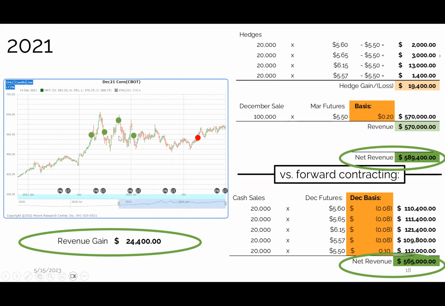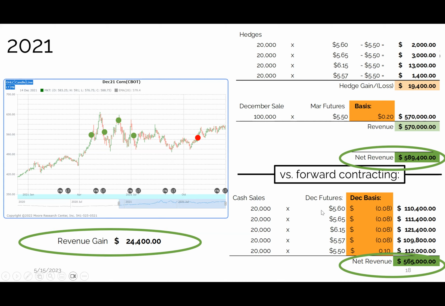So back to that 2021 hedge example, we hedged corn at 560, 565, 615, 557. And we had futures of 550. So we had a hedge gain of 19,400. We could have made a cash sale based on that at 550 and that 20 over basis level for 570, 100,000 bushels, which is 589,400 in revenue.